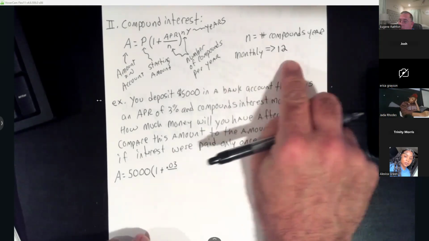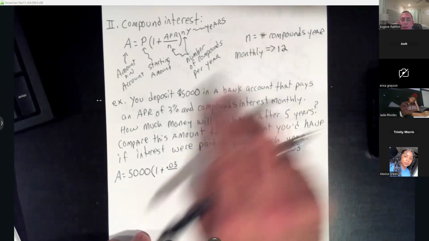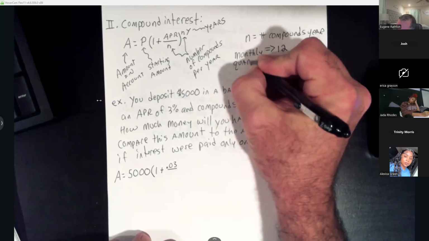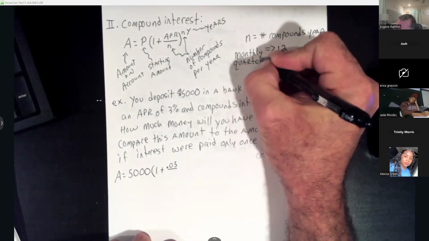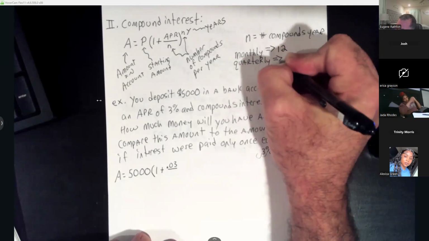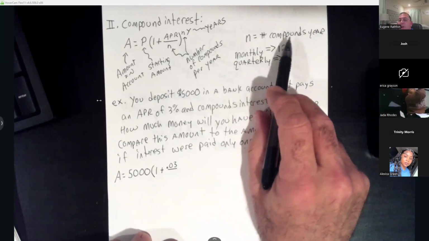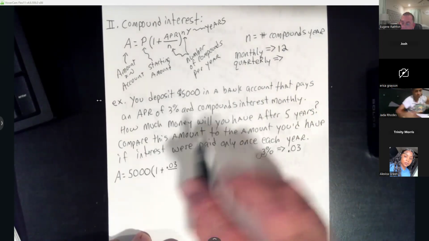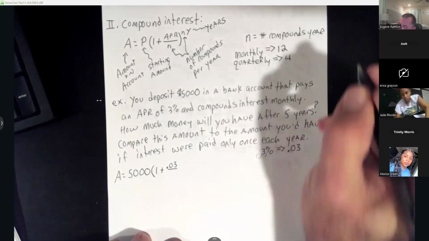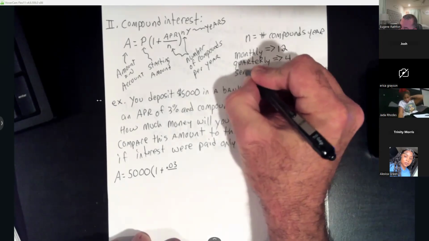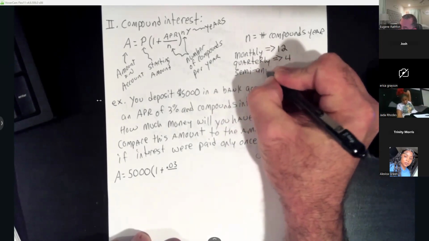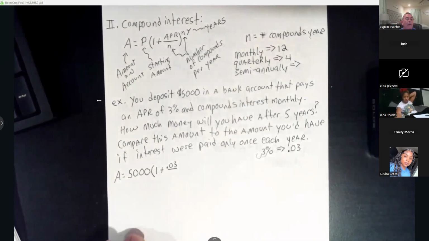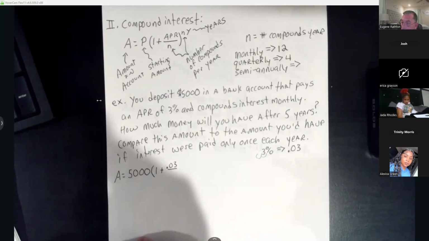Now, y'all, I'm just going to play with y'all a second, giving y'all some values of N real quick, and then we'll go back to this. So let me ask you this. How many times a year would you be compounded if you were quarterly? All right, good job. That'd be 4. All right, how about semi-annually? So semi-annually, good job. That'd be twice a year.